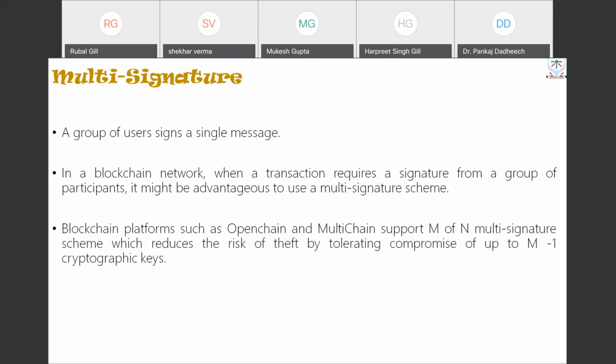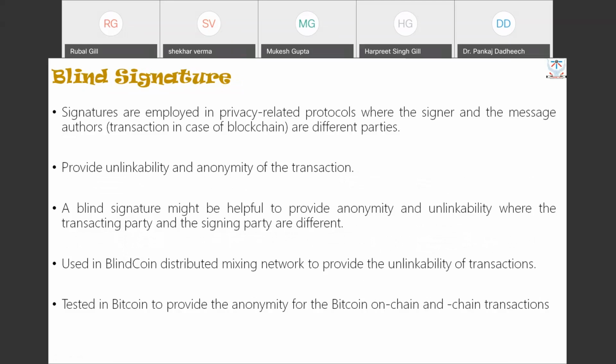There are different types of signature schemes which are used. For example, there's a group signature. In a blockchain network, when a transaction requires a signature from a group of participants, multi-signature is used, and it is used in OpenChain and MultiChain blockchain platforms. When multiple people need to sign to create a valid signature, the risk of theft is lessened and mitigated.